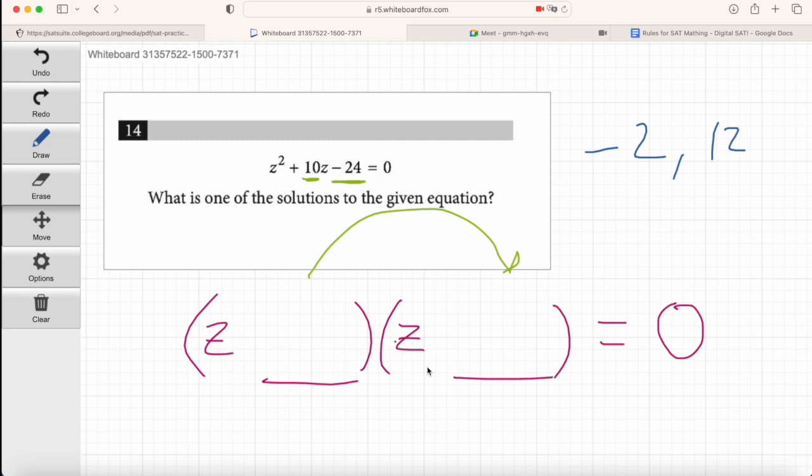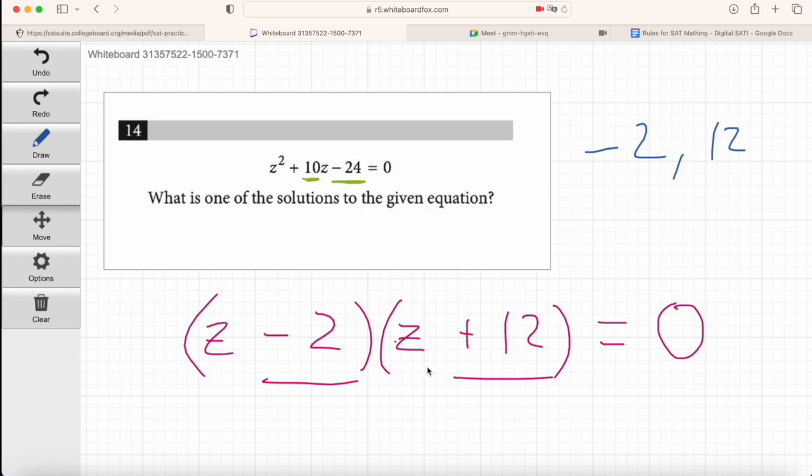If you're unsure about how to do that, just break up -24 into its factors. You know, -6 and 4 would work as well, but added together, you don't get 10. -1 and 24 would work as well, but again, added together, you don't get 10. But -2 and 12 do work. So we know it's z minus 2 and z plus 12. Those are your factors. Does that make some sense how you can break it apart like that?